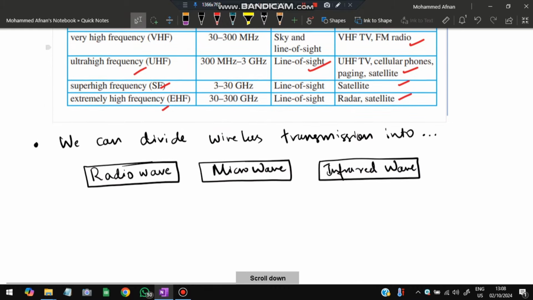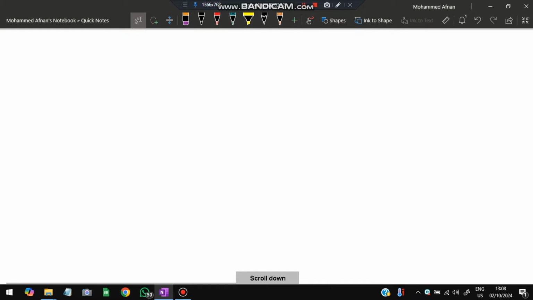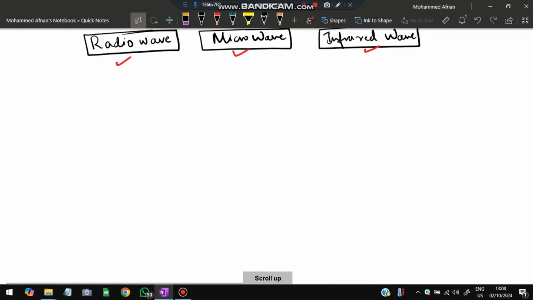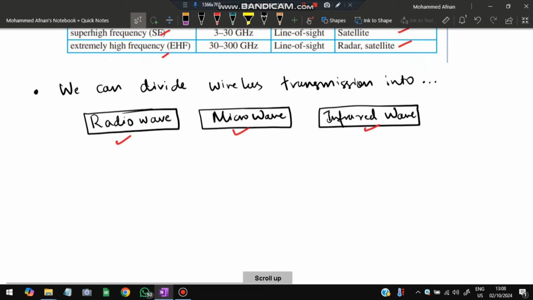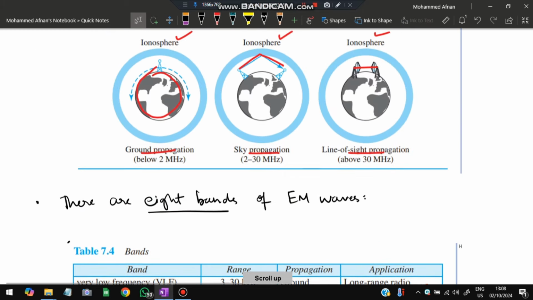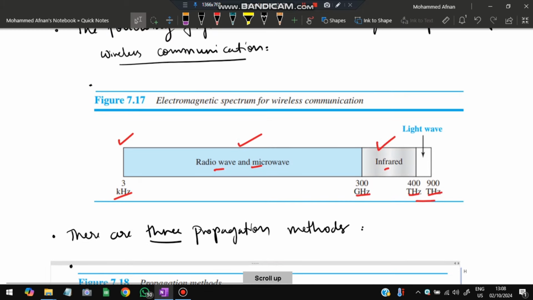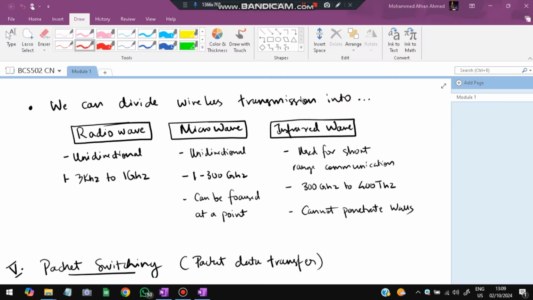So you can divide the wireless transmission into three: radio wave, microwave, and infrared wave. Let's have a look at what these terms mean. The radio wave will have frequencies in the range we discussed here, from 3 kilohertz to 300 gigahertz. So the wireless transmission is divided into three types: radio, micro, and infrared waves.